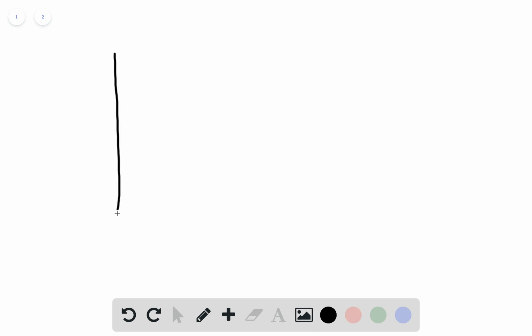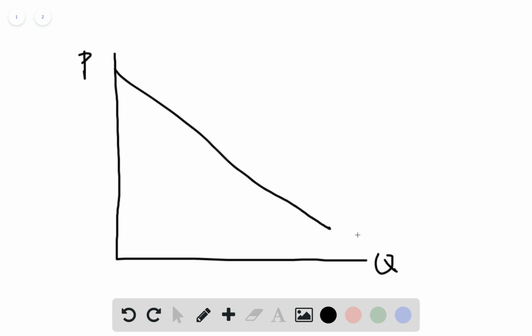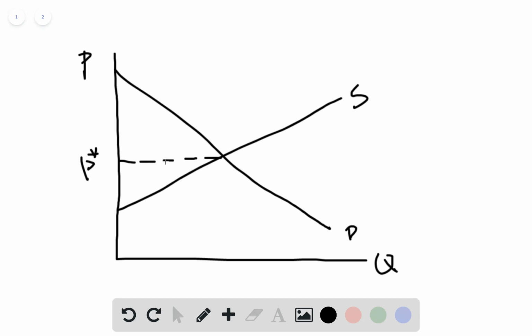The original graph, we have quantity and price, and the demand curve should be downward sloping and the supply curve upward sloping. Based on the demand curve and supply curve, we have the equilibrium price, let's say P star here, and the equilibrium quantity, Q star here.